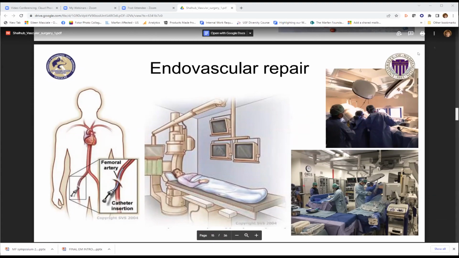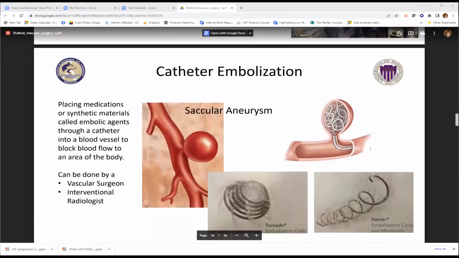Next slide. So when we say embolization, what we're talking about is putting synthetic material into the artery branch or the saccular aneurysm to cut off the blood flow in that artery. These are usually arteries that we can sacrifice. So for example, splenic arteries, these are the arteries that feed the spleen, are perfect arteries to use embolization material for. And these can be done by a vascular surgeon or interventional radiologist, depending on the institution where you go and the local expertise. Next slide.